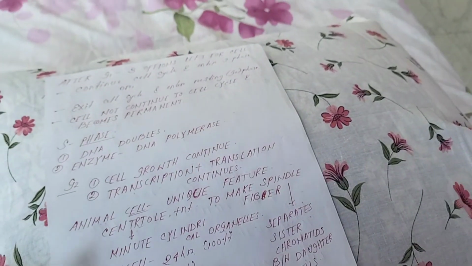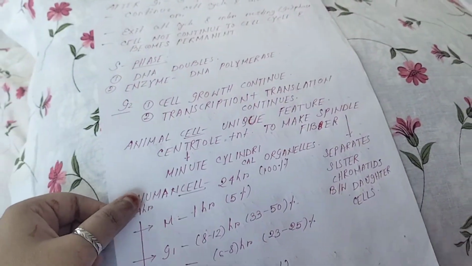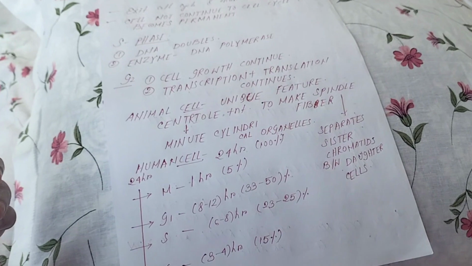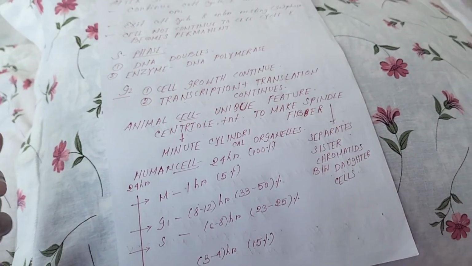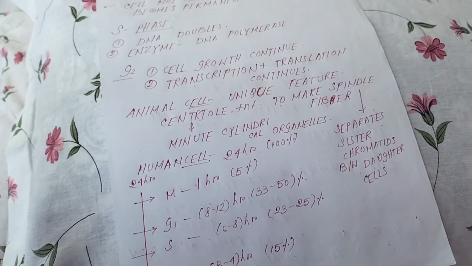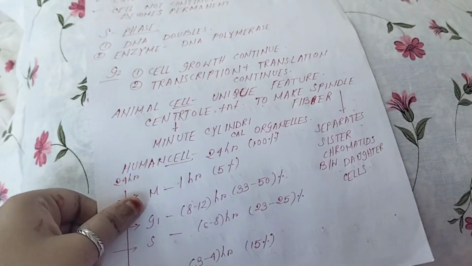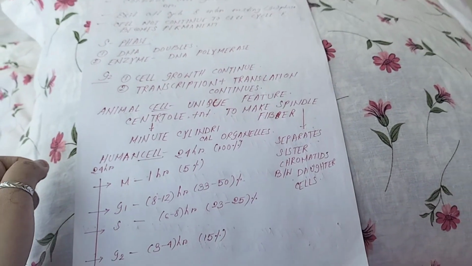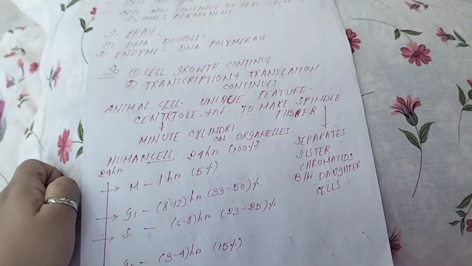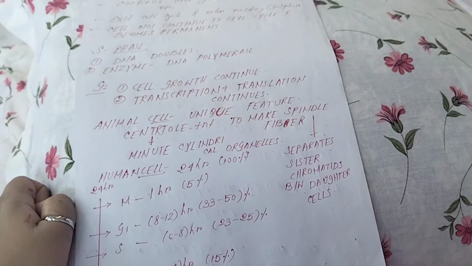Let's see about animal cell. Animal cell में एक यूनिक फीचर होता है centriole. These are minute cylindrical organelles. These centrioles are required to make the spindle fiber or spindle apparatus. The spindle apparatus separates the sister chromatids between daughter cells. We shall learn about them in the subsequent videos.